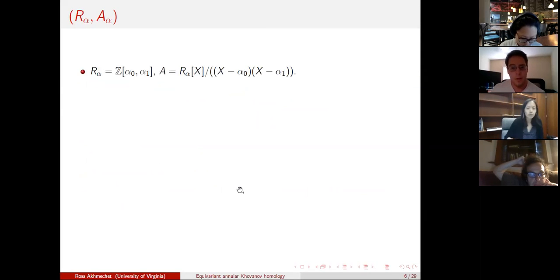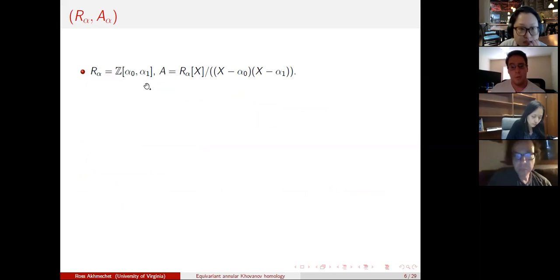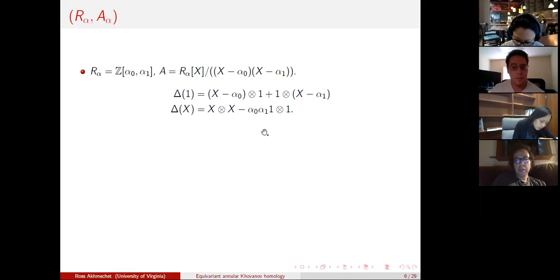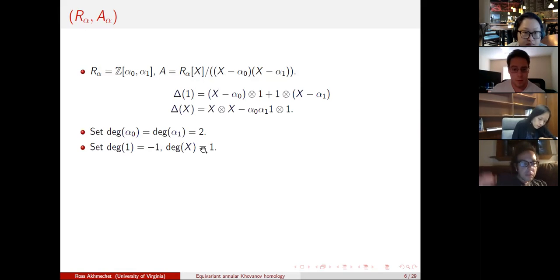This is R alpha, A alpha. The ground ring is again a two variable polynomial ring, with variables alpha null, alpha 1. The algebra is similar to before: you adjoin X and you mod out by a degree 2 polynomial, but here it splits. So you have two linear factors with distinct roots. And comultiplication, just as here. Again, the ground ring has some grading, and here both the variables are degree 2. A is still free over R with basis 1 and X, and here are the quantum gradings.